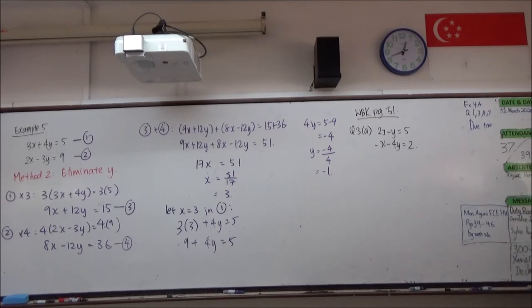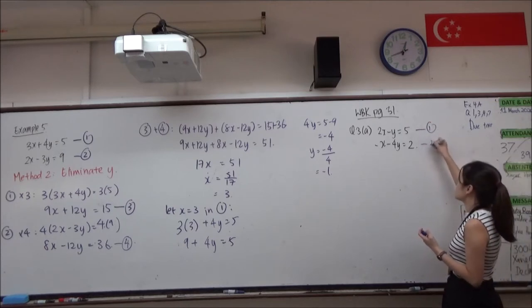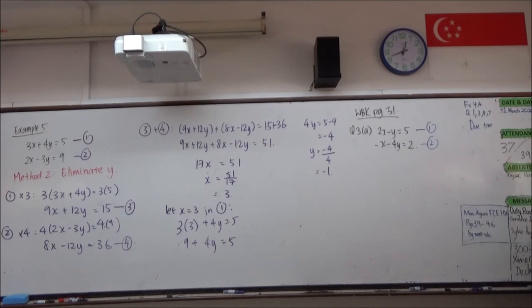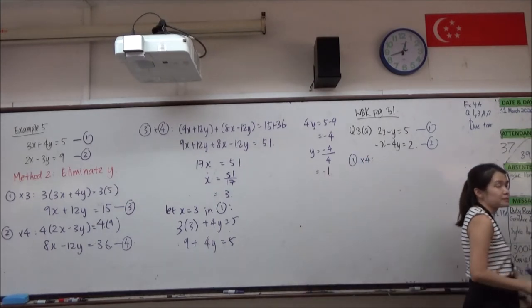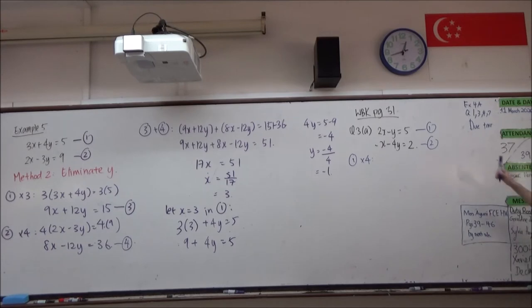Y equals to 5 and negative x minus 4y equals to 2. Okay, let's do the starting part together. What will you do with these equations? Maliki, what will you have done? Equation 1 times 4. Okay, so Maliki suggested equation 1 times 4. Maybe you're thinking something else, that's also fine, but let's just work with equation 1 times 4 first.